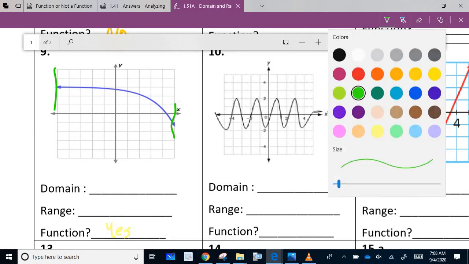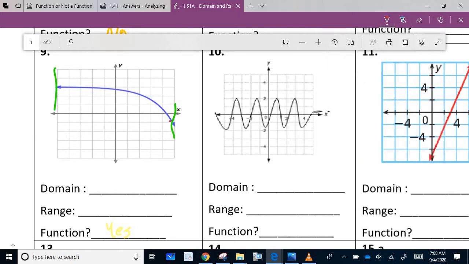But when I look at this figure, it has arrows on it. That means it keeps on going in this direction forever. So we cannot measure how wide it is. This one would be all real numbers, or we can write it as negative infinity less than x less than positive infinity. We do not put less than or equal on this because it does not have a stopping point. It goes on forever in that direction.